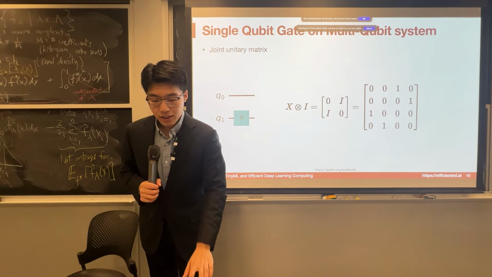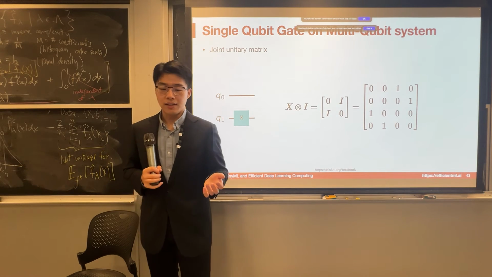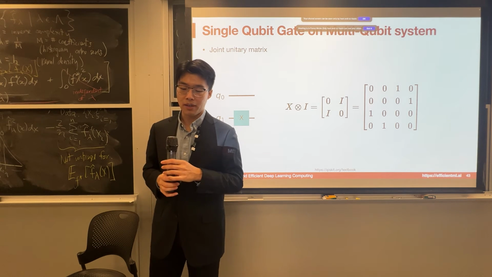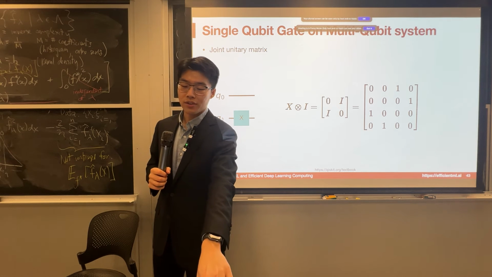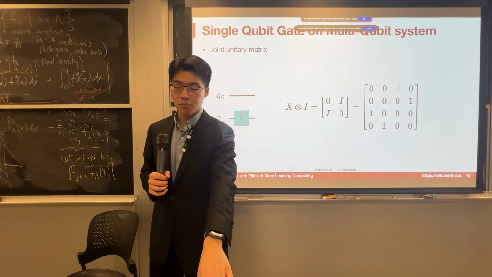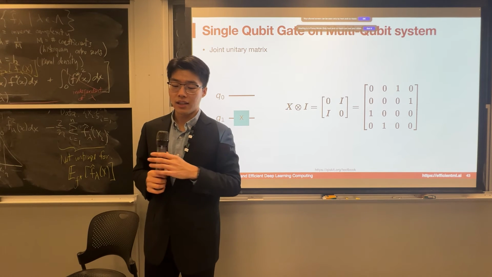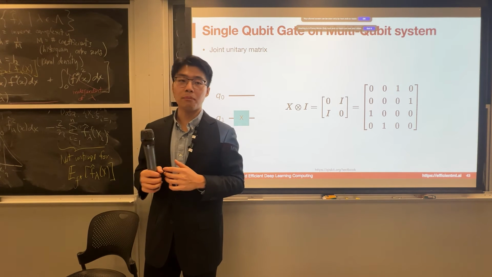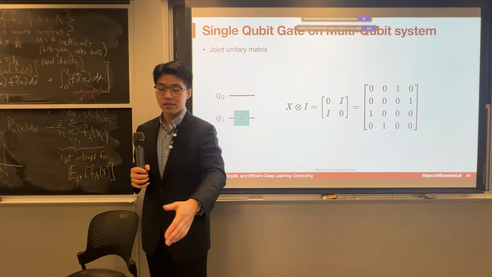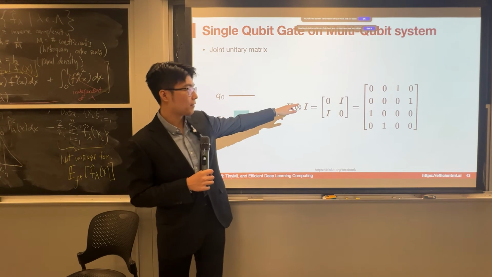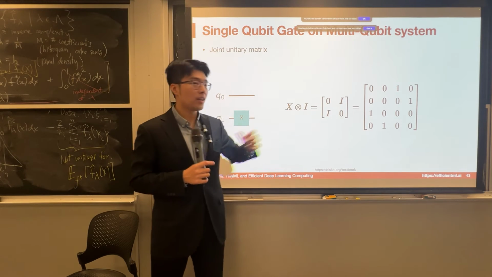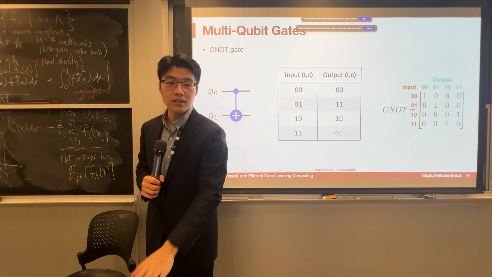So another example is that say we have this joint unitary matrix. Say we just don't apply any gates on Q0, right? We just apply a NOT on Q1, and then we can also calculate the joint unitary matrix of all the operations applying on those 2 qubits. So that's similar to the previous one. We just have this product between X and I, and then a very simple expansion to obtain the gates.